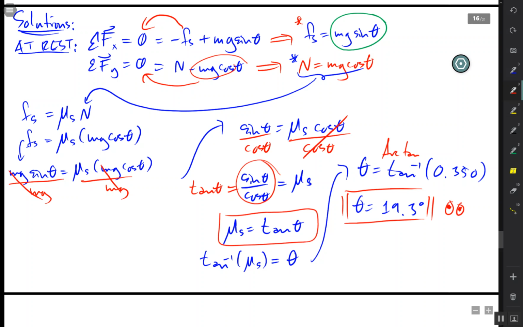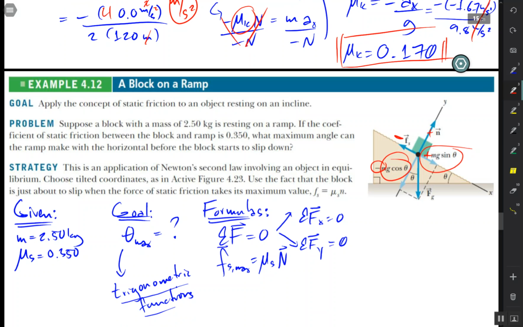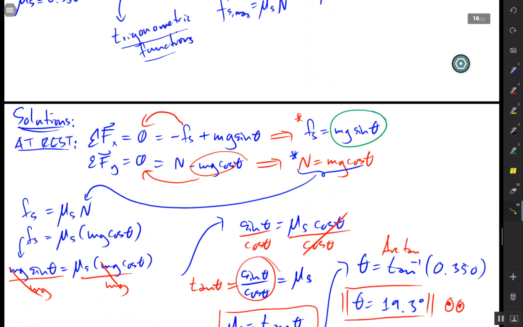Take note, this does not work all the time. We're not involving any force pushing on the object or pulling down on it, nor kinetic friction. So this is only for a very specific case where you're just trying to find the maximum angle that the block will still hold on given a certain coefficient, a certain combination of surfaces. Okay?